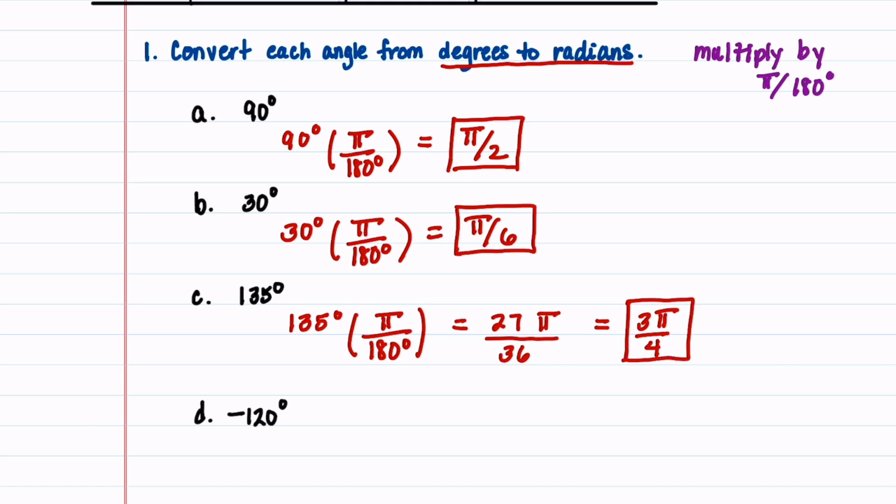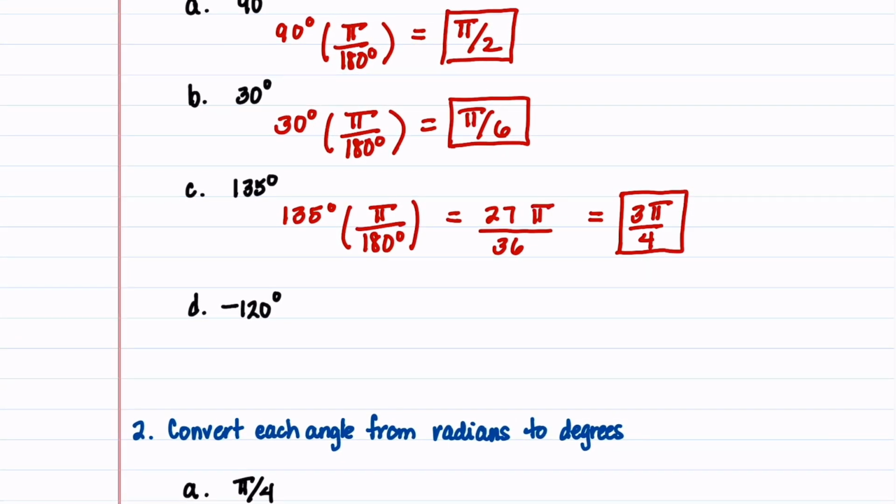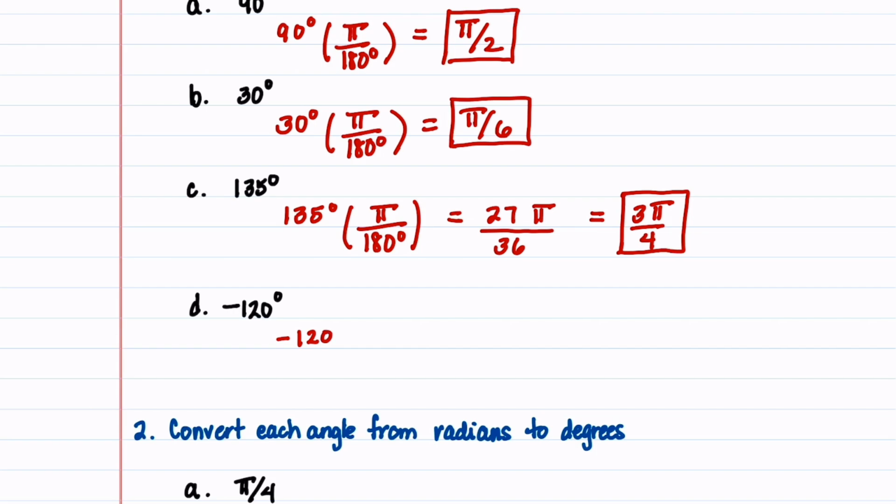And then our last one is minus 120 degrees. So we write down minus 120 degrees. Multiply by pi over 180 degrees. And then we'll notice that both 120 and 180 are divisible by 60. So we end up with minus 2 pi, 60 goes into 180 3 times, so minus 2 pi over 3.